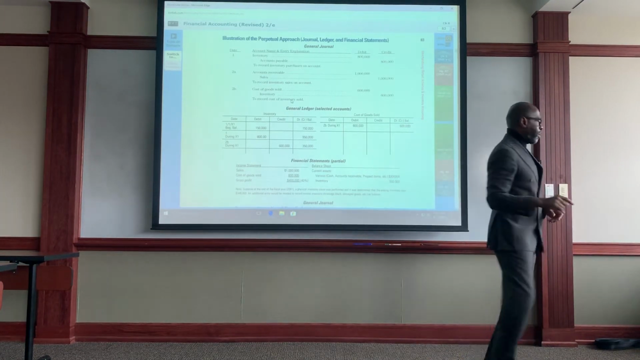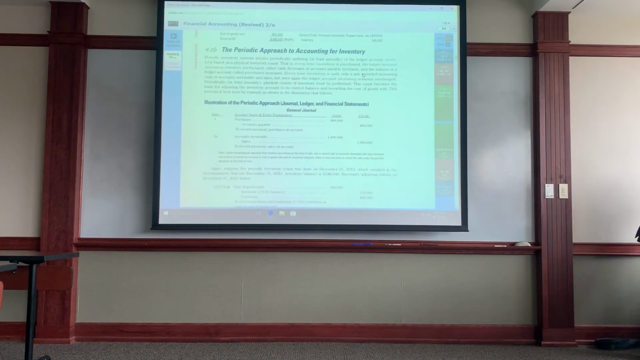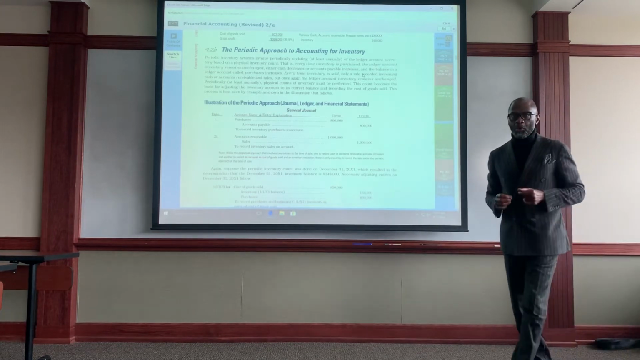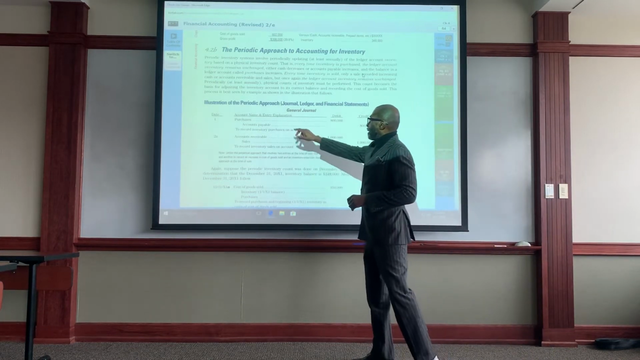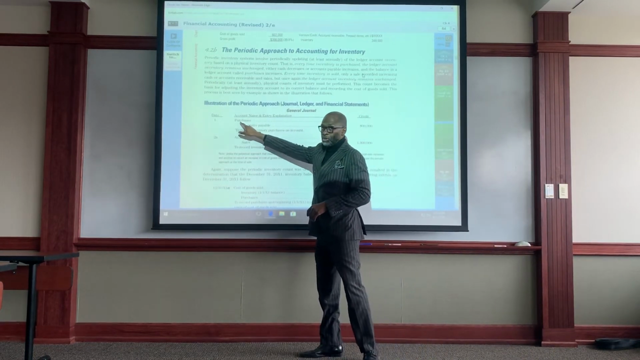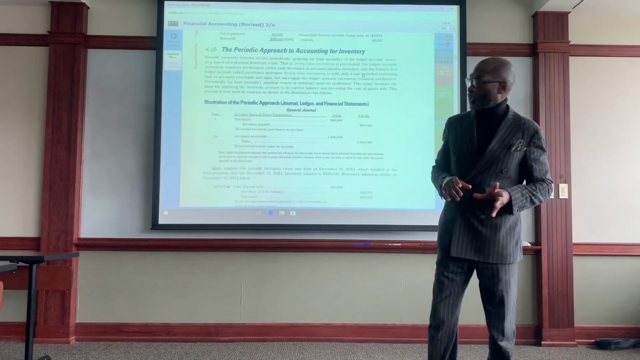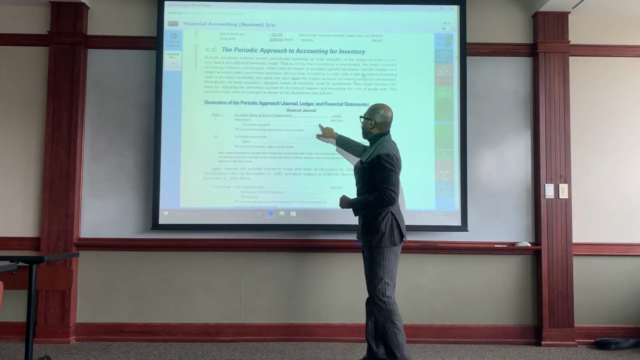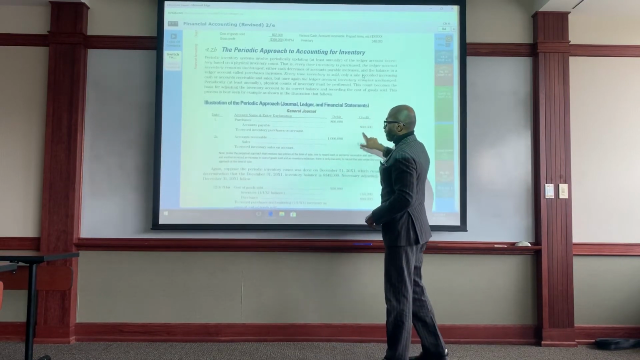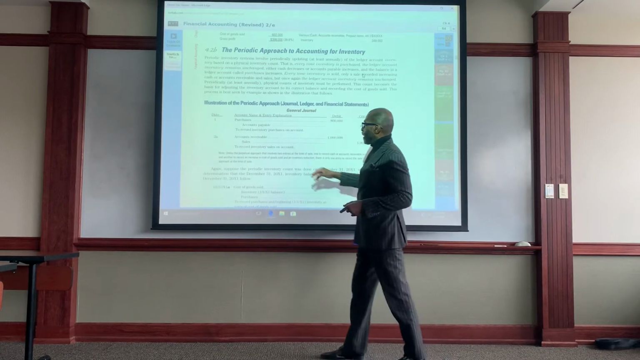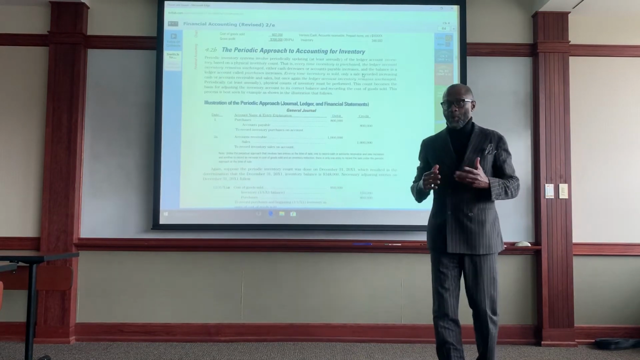The next step is we're going to go into the periodic. The periodic methodology is just a little bit different. What you have is an intermediary account called purchases. As you buy inventory, you record it as purchases. You do not record it as inventory. You record it as purchases. So the periodic method will record every inventory purchase as a purchase. Let's assume it was on account with accounts payable. And then when this sale happens, you would debit accounts receivable and credit sales. That happens. That's point A. All right?